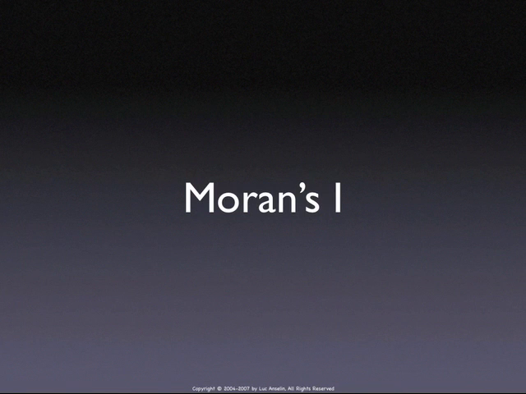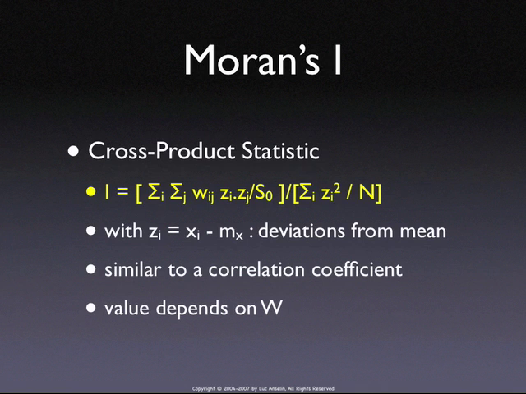We move to continuous variables, and that is Moran's I, which is probably the most commonly used statistic. Let's just start by taking a look at it. The numerator part should be very familiar. Ignore the rest for now and just focus on this. We have our familiar double sum, sum over i, sum over j. We have our spatial weights, wij, and we have our cross products, zi and zj.